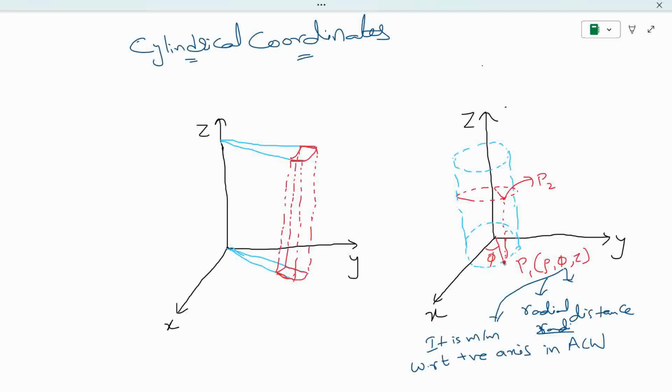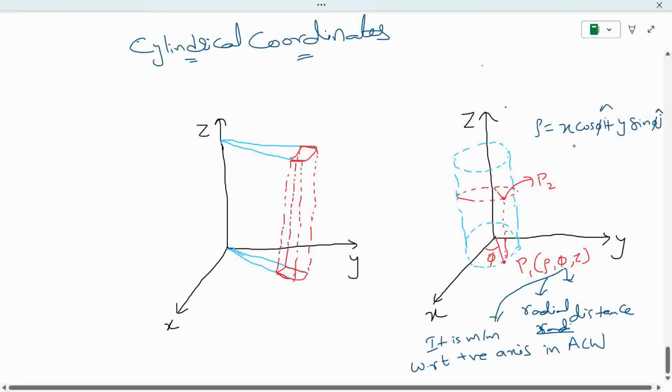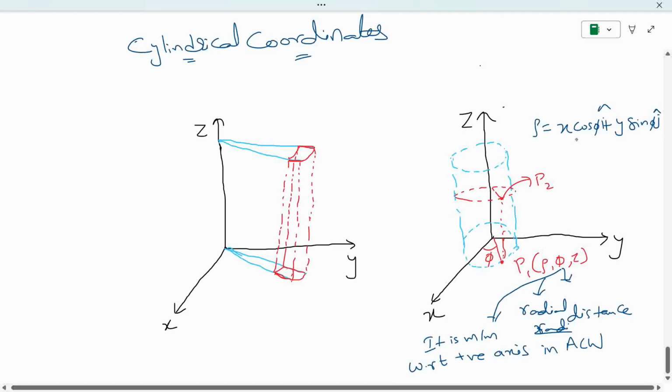Now, if we take this point P, we can write it in terms of Cartesian coordinates using trigonometry. So it is very easy: rho will be equal to x times cos phi plus y times sin phi. So we have to put i cap and j cap here.